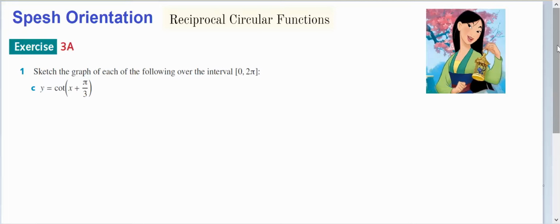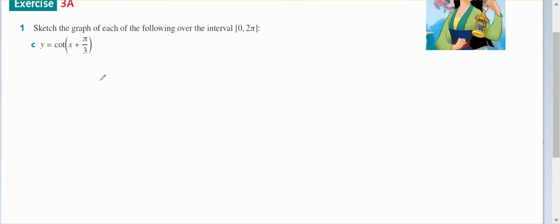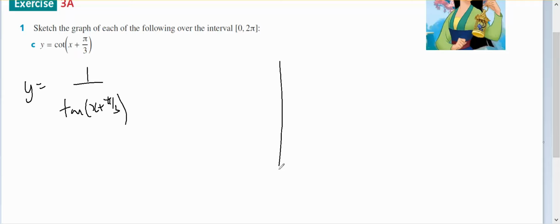And in part C, we're looking at cot of x plus pi on 3, which is y equals 1 on tan of x plus pi on 3. So I would like to draw what the tan of x plus pi on 3 will look like.